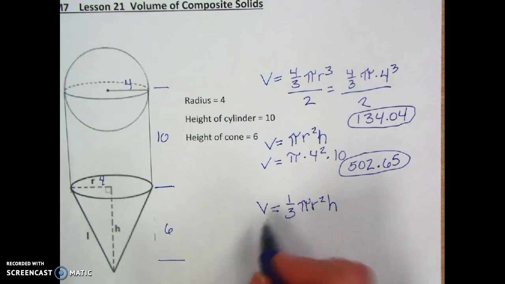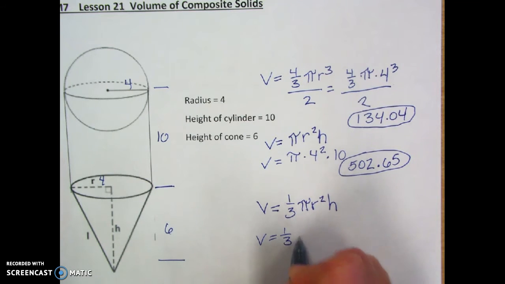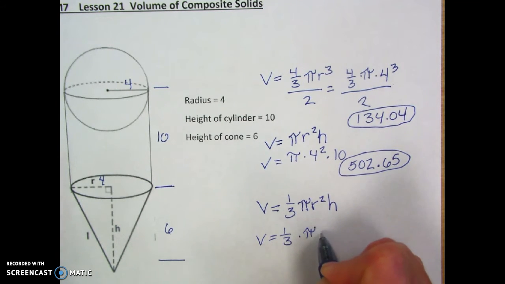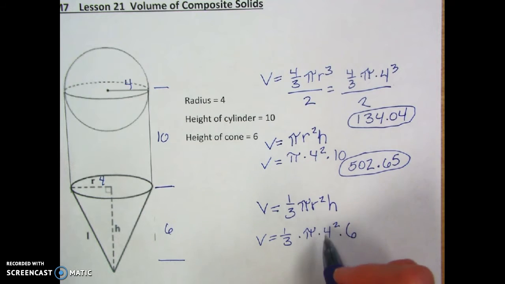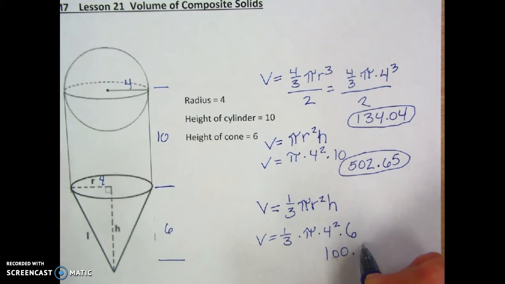And the cone volume is 1/3 times pi times the radius, which again is 4, squared times the height now for the cone is 6. When we work that all out, we get 100.53.